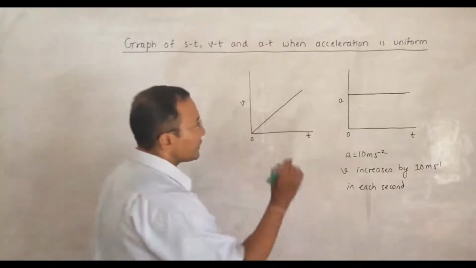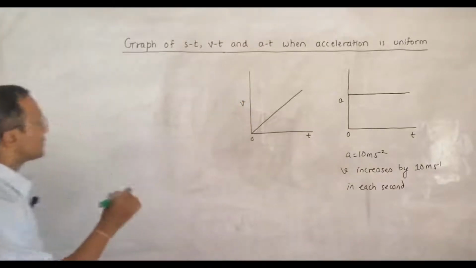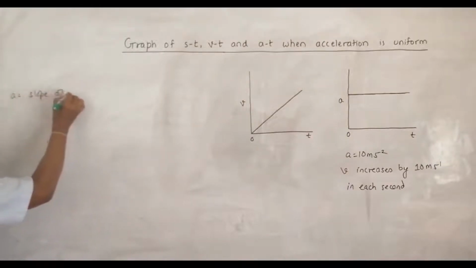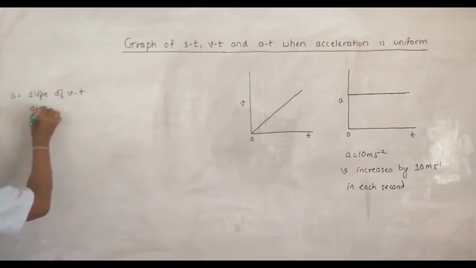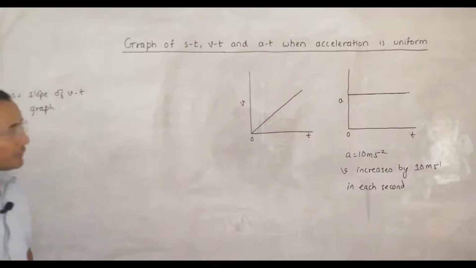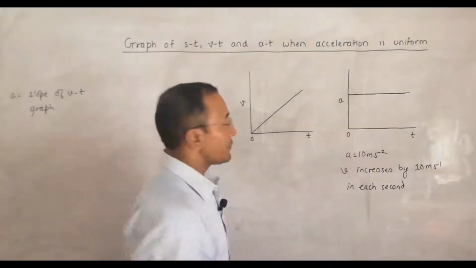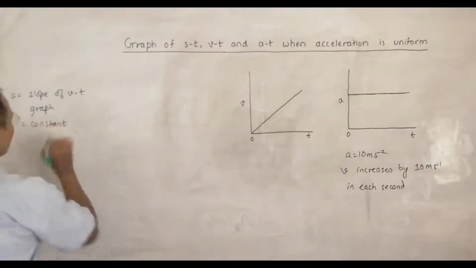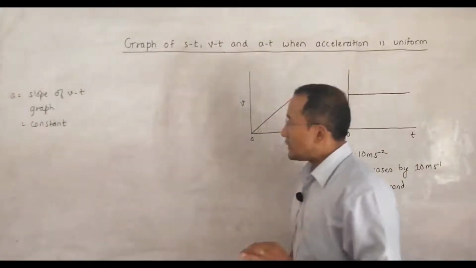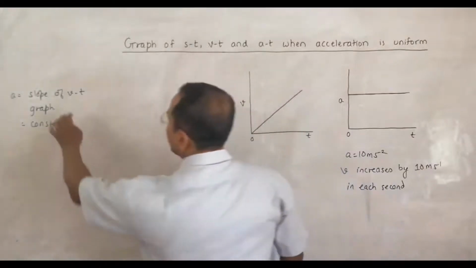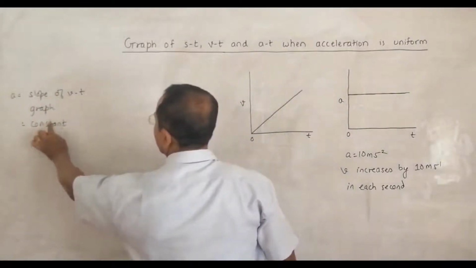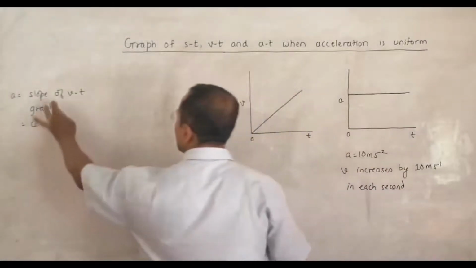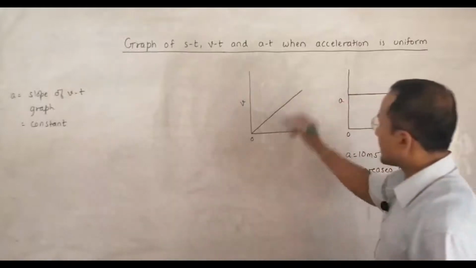What we also know is that A is equal to the slope of the VT graph. That means the value of A is constant, so the slope should be equal to a constant. So the graph of VT should be somewhat like this. The slope of VT should be constant, so it should be a straight line. And since A is positive, the slope should also be positive. So from here, I can know this.